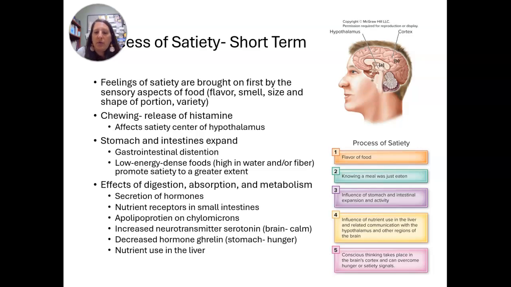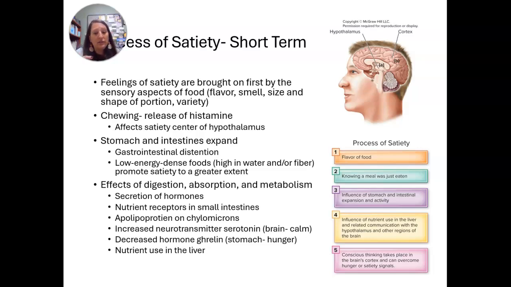Feelings of satiety are brought on first by the sensory aspects of food. So flavor, smell, size or shape of the portion, the variety of the different foods on our plate. When we chew our food, that causes the release of histamine, which again affects the satiety center of the hypothalamus. And then when we swallow our food and the food moves into our stomach and into our intestine, those organs expand. That's called gastrointestinal distension. And that's going to also trigger satiety.